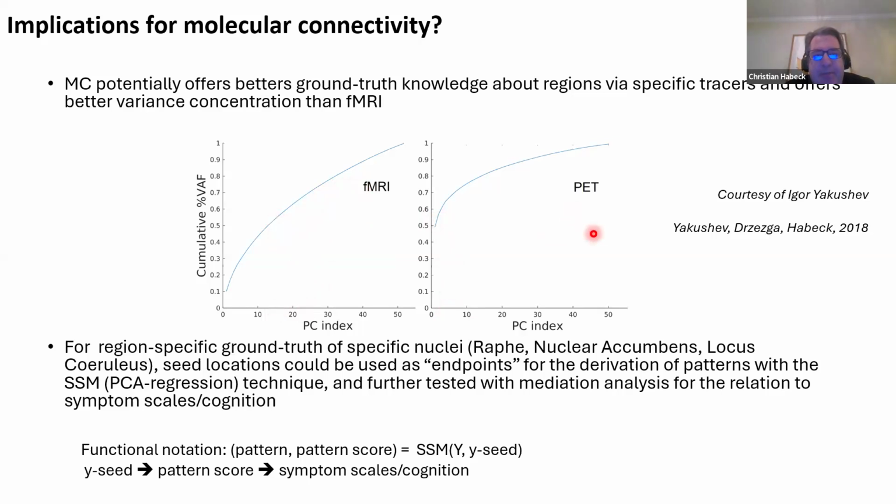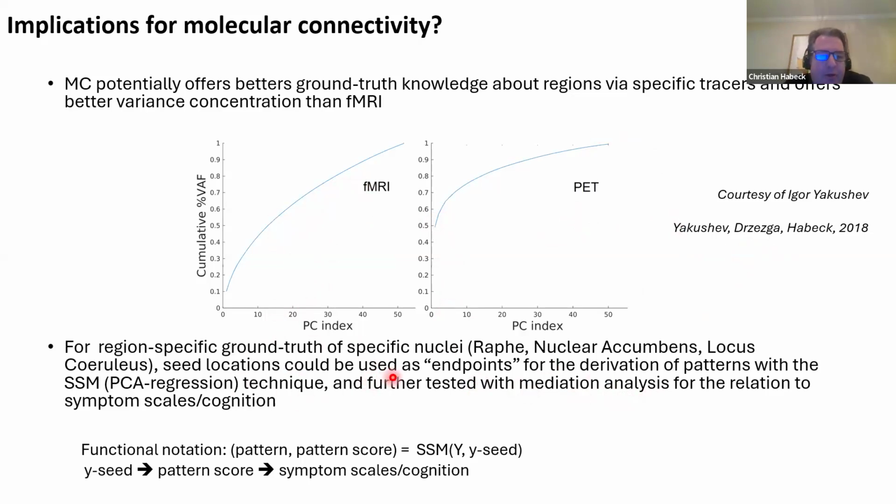So that tells you that multivariate analysis for PET makes even more sense than for fMRI, because the variance is so highly concentrated that it probably will work much better and give you much better inferentially robust results also for prediction out of sample.